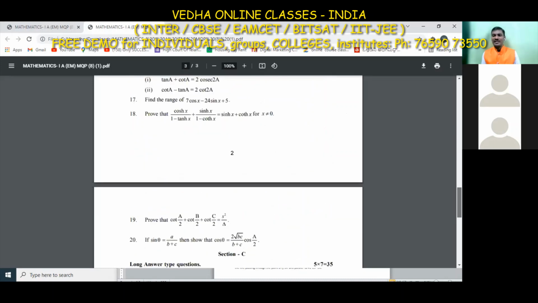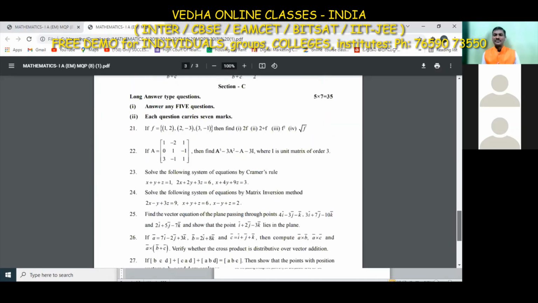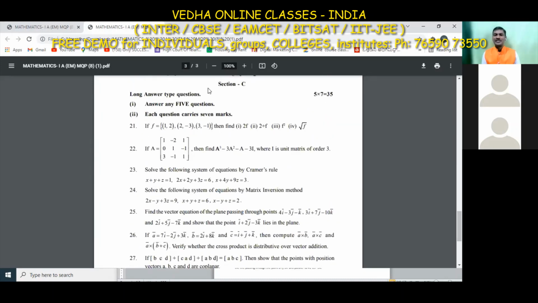After that, we have section C. In section C we have long answer type questions. All are long answer type questions. We need to attempt 5 questions. Each question carries 7 marks. Total, 5 questions into 7 marks each, 35 marks. Here the 21st question we get from the functions.